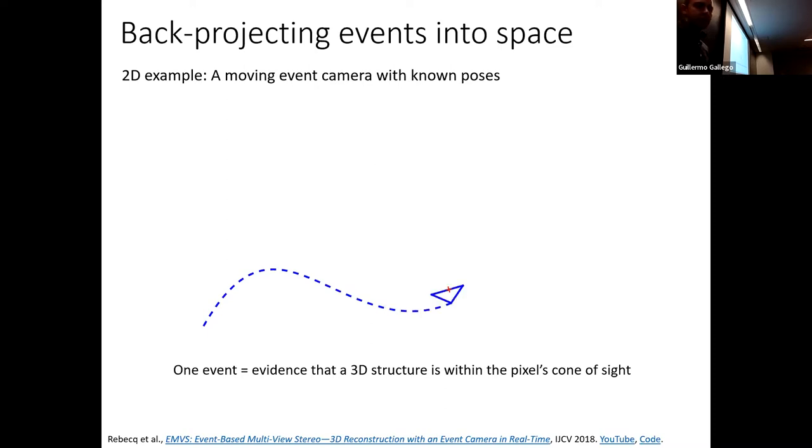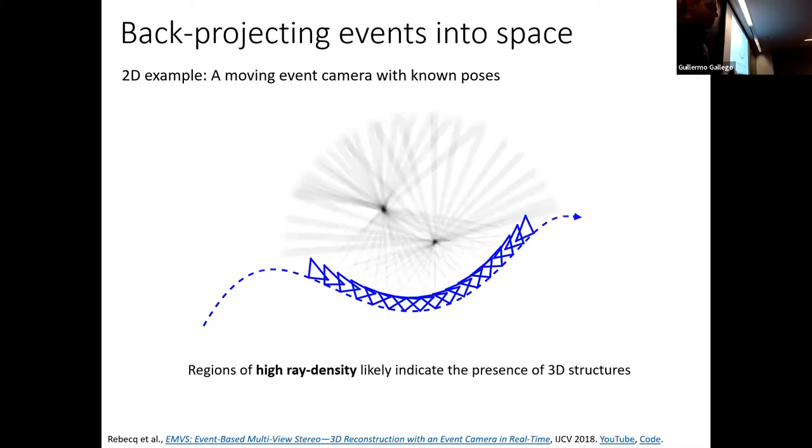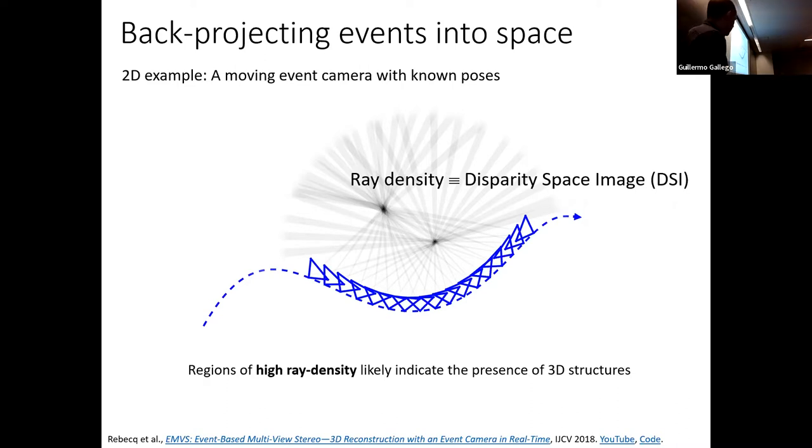And if you do that for all the other events and you back project these events into these rays, because the camera moves continuously and produces these events with asynchronous time, almost continuously, you have a situation like this: if you back project the events from many different positions, you will get this so-called ray density. The points of high ray density are telling you the candidate locations for the 3D points. There are many spurious intersections, but the ones with the highest density seem like good ones.